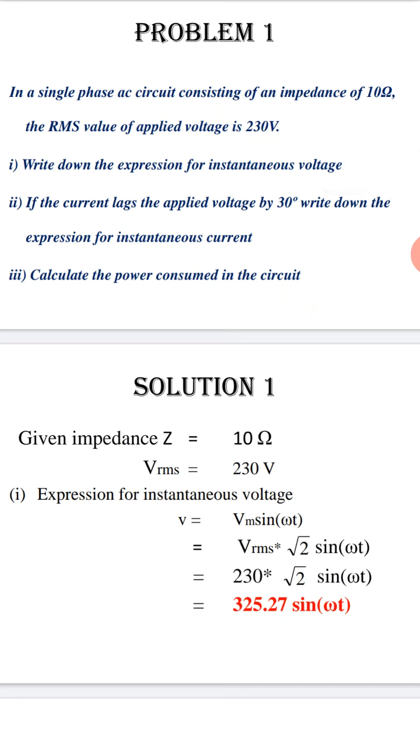Problem number 1. It is asked in a single phase AC circuit, the impedance Z is equal to 10 ohm. RMS value of voltage is 230. Write down the expression for instantaneous voltage. Second part, if the current lags the applied voltage by 30, write down the expression for current. And the third part, calculate the power in the circuit.